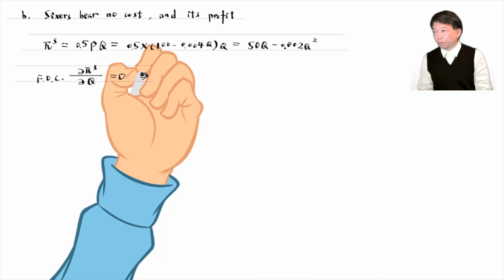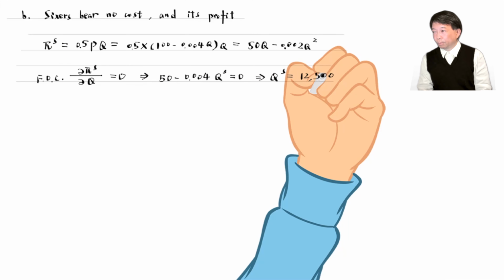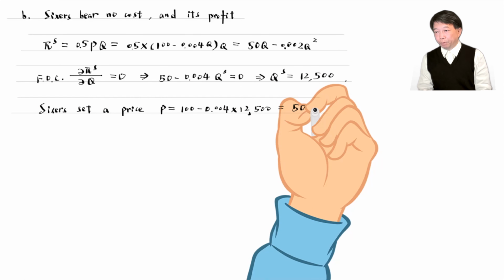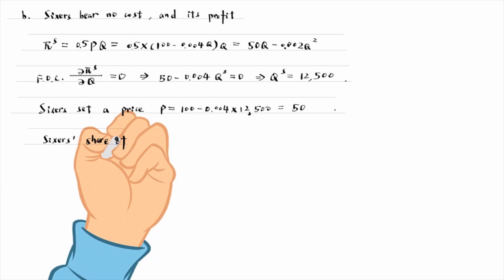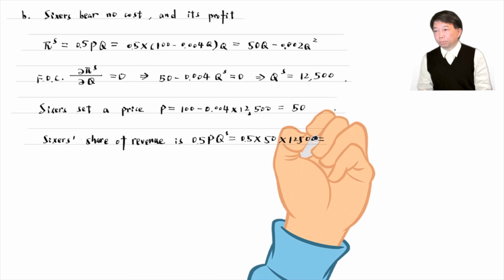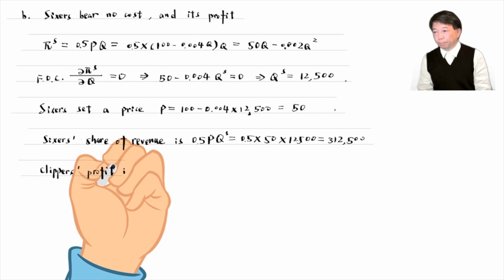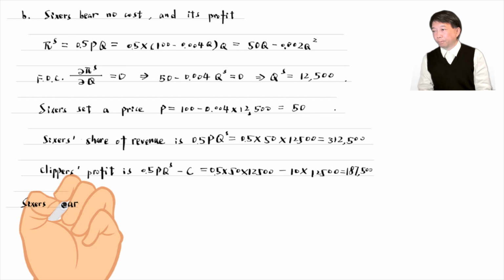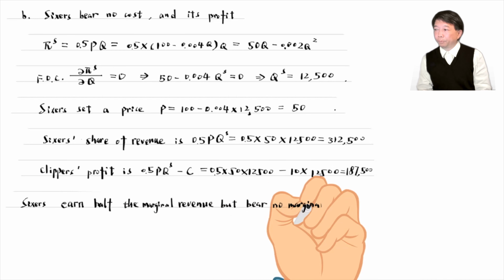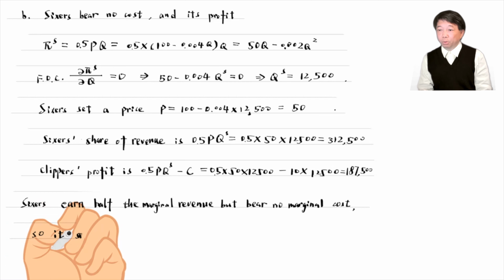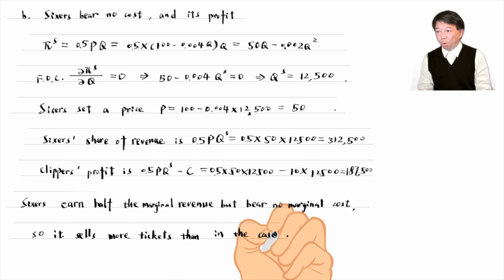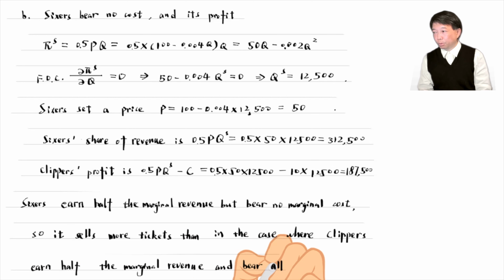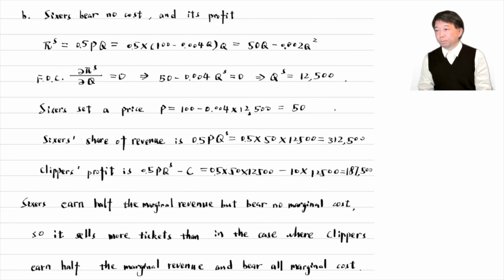The first order condition leads to the quantity of tickets sold, 12,500. Sixers set a price at 50. Its share of revenue is 312,500. The Clippers' profit is 187,500. Sixers earn half the marginal revenue but bear no marginal cost, so it sells more tickets than in part A, where the Clippers earn half the marginal revenue and bear all marginal cost.